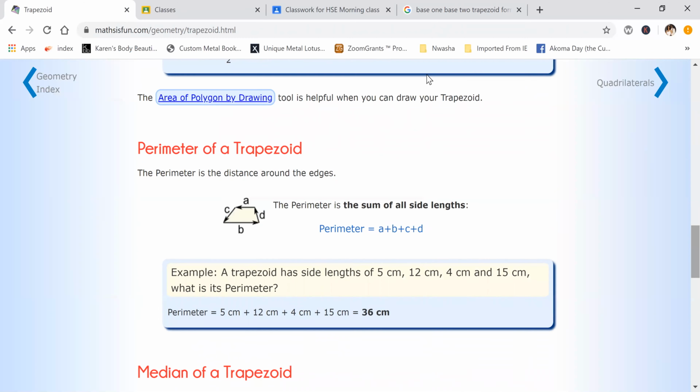For doing the perimeter, you're just adding up the sides again. So we're saying that for perimeter, it's probably best to start in the same spot all the time, which I like to start at 12 o'clock and go clockwise. But they didn't do that. They're saying A is one base, B is another base, C is the side, and D is the other side. So they're going A, B, C, D to do the perimeter.